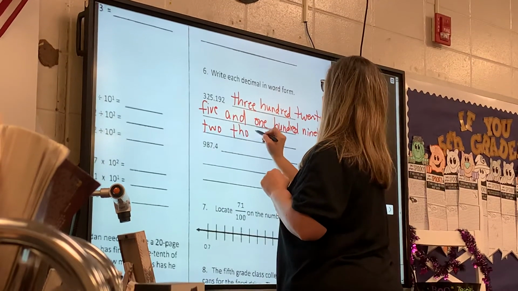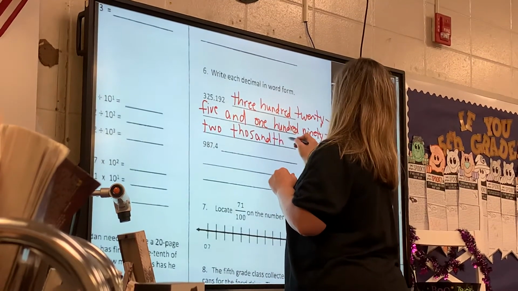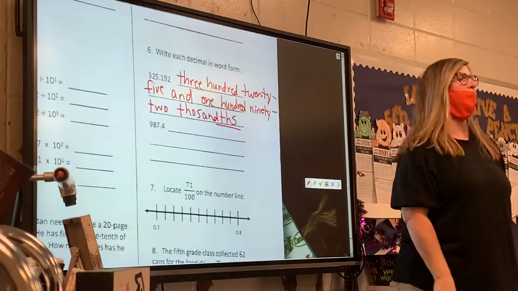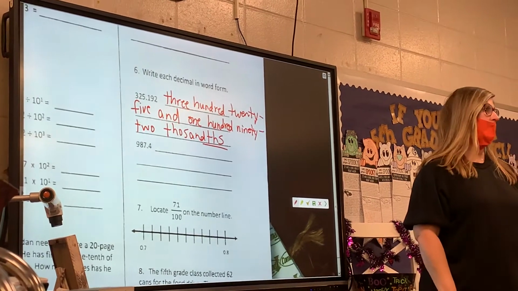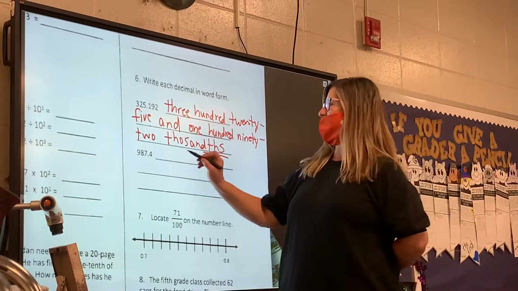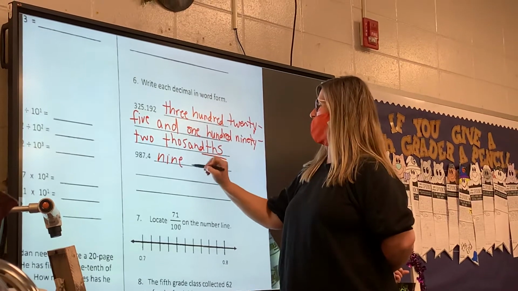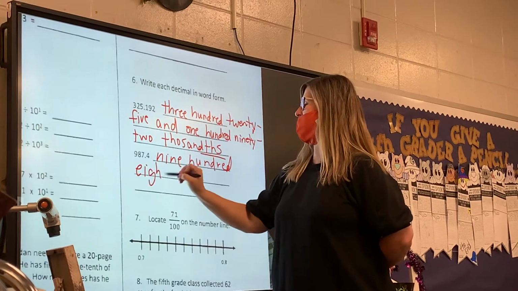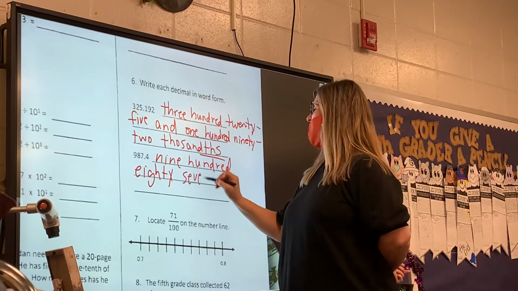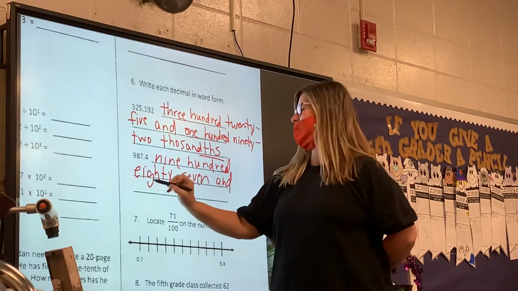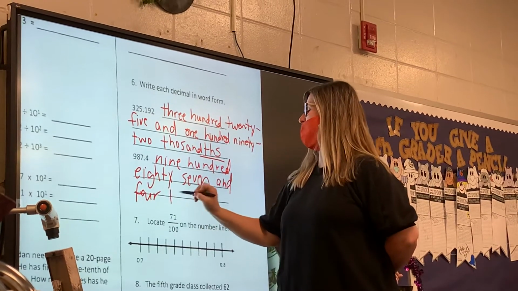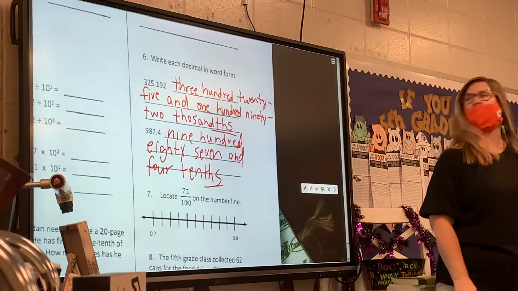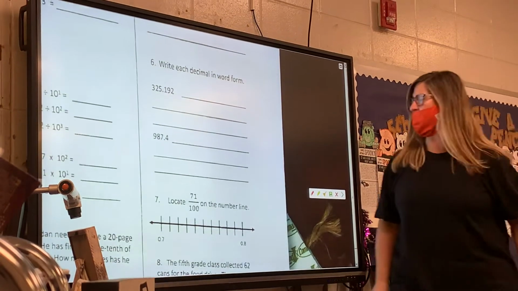On thousandths, what do I have to make sure I have? THS, because it's not thousands. It's in the decimals. All right? Read the number before the decimal for me, Asa. 987. And what does the decimal say? And. So 987 and what's left, Asa? 4 tenths. And I have to have what on tenths? THS, because it is a decimal number. 4 tenths. All right. Let's look at number 7.